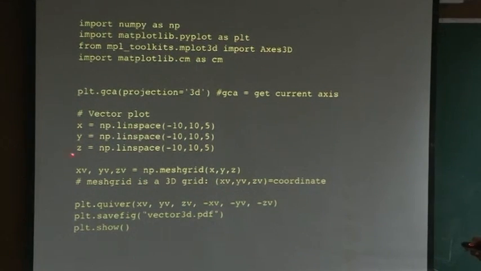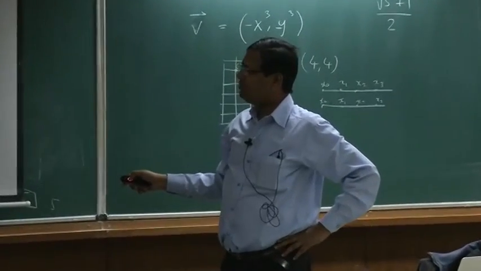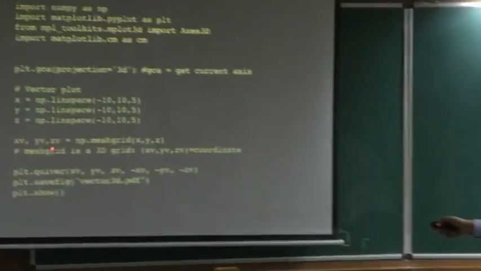Now, I create these 3 x, y, z arrays from minus 10 to 10, only 5 points. This is creating a mesh. Now, this is a 3D mesh. So, I am making a 3D grid in this room. At each point, the coordinates of the point will be xv, yv, zv.